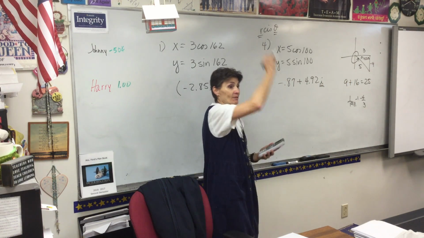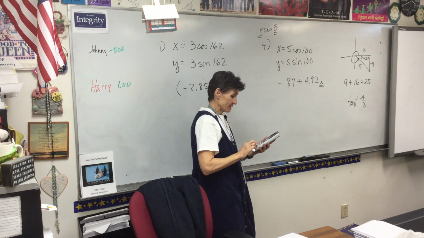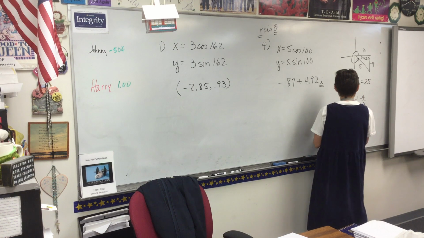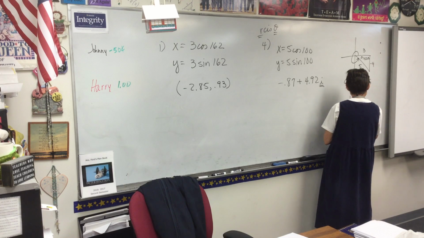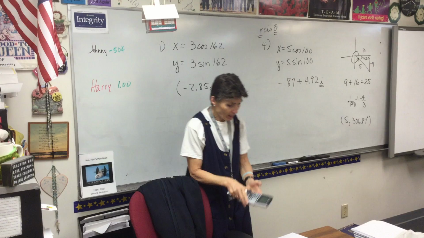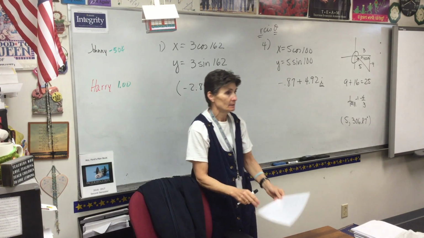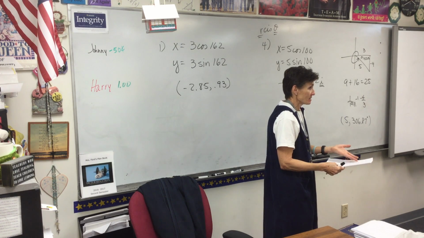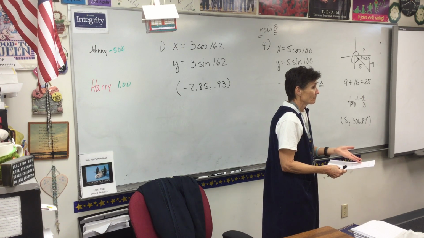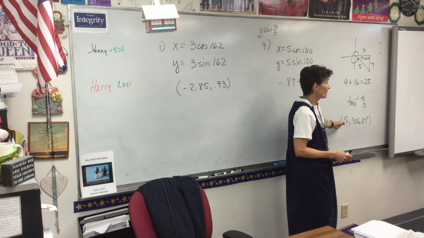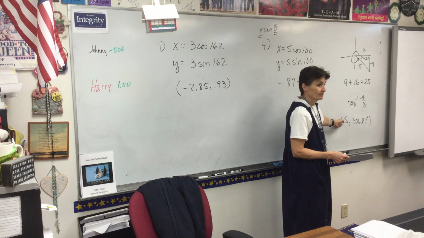How do I find theta? 360 minus 53.13, which is 306.87. So my answer is 5, 306.87. Now why did I write it with a comma? There's no I. Didn't it start out as a parenthesis, as a point? Problem number 2 is a point. So the answer is going to be a point.